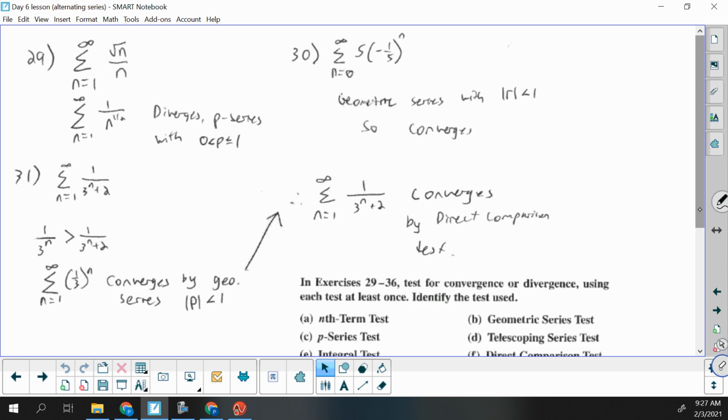31, you can compare that to 1 over 3 to the n. 1 over 3 to the n will always be greater because the denominator is bigger in our original. 1 over 3 to the n can be written as 1/3 to the n, which converges by a geometric because r is less than 1. Therefore, because 1 over 3 to the n was always greater and it's converging, everything smaller than it must converge. So our original series converges by the direct comparison test.